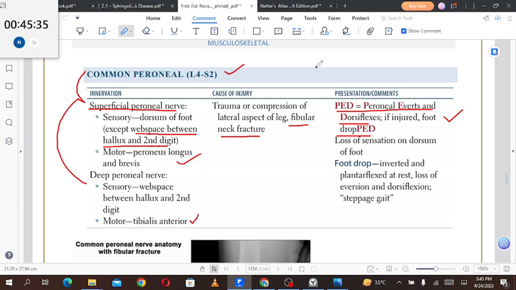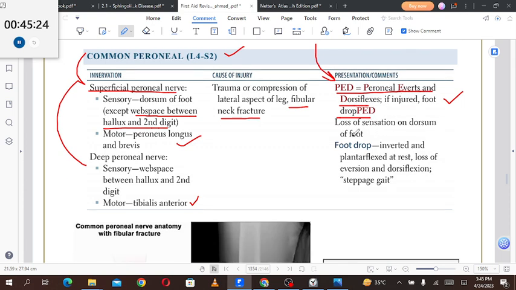And the PED is the mnemonic for the common physiologic functions: the peroneal nerve will evert and dorsiflex the foot. And if it is injured, the foot will be dropped. There will be no PED movement. Loss of sensation on the dorsum of the foot.